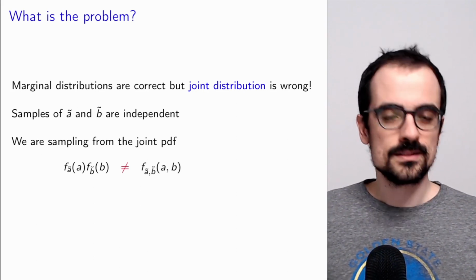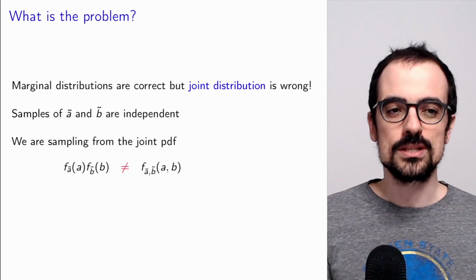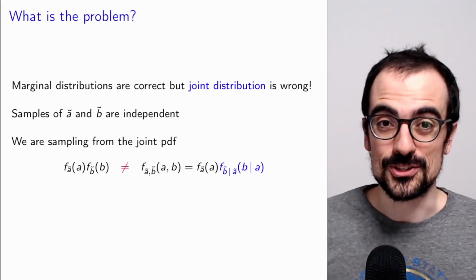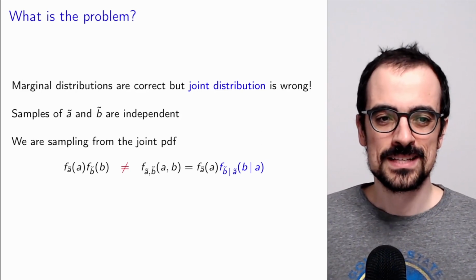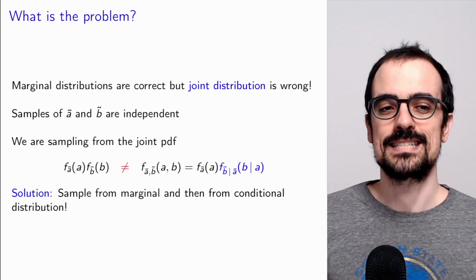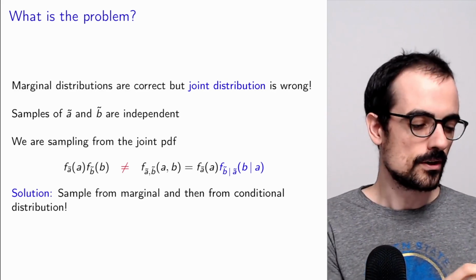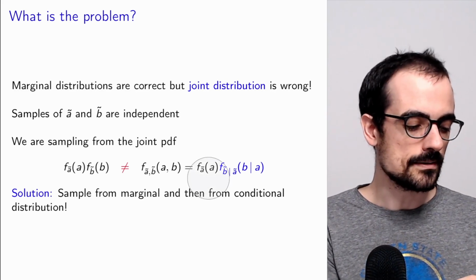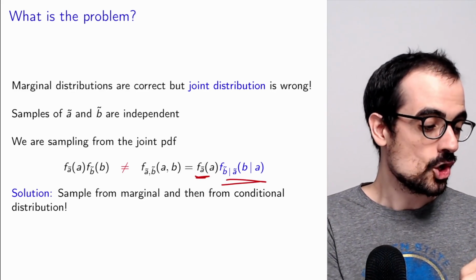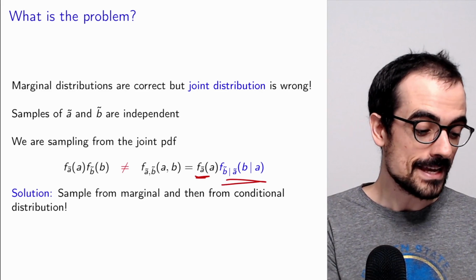What we really want is samples from the joint PDF, and the joint PDF by the chain rule is equal to the marginal times the conditional, not times the other marginal. So we need to sample from the conditional instead of sampling from the marginal. So we first, in this order, we can sample first from A and then sample from B, conditioned on that value of A.